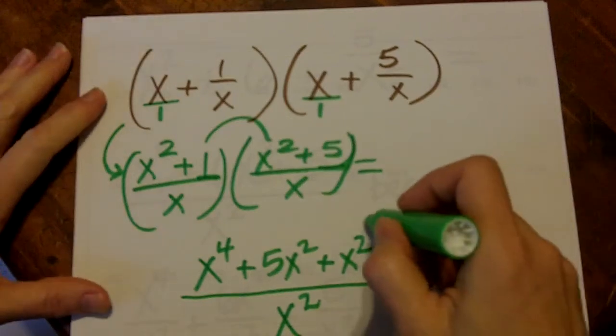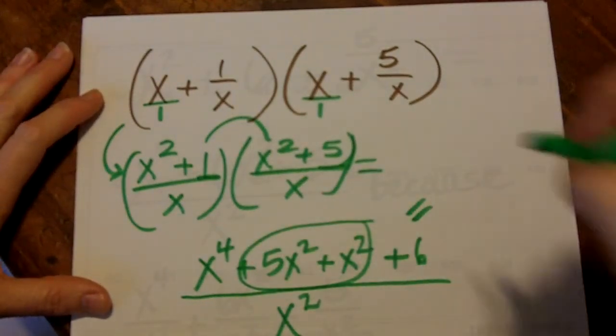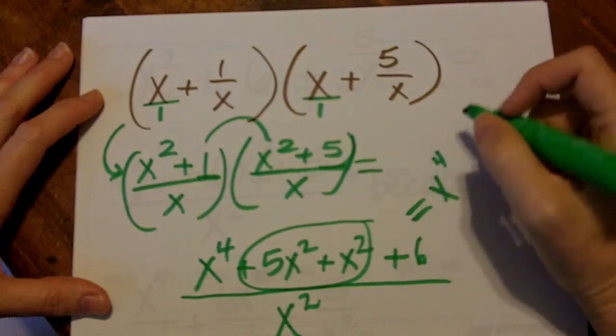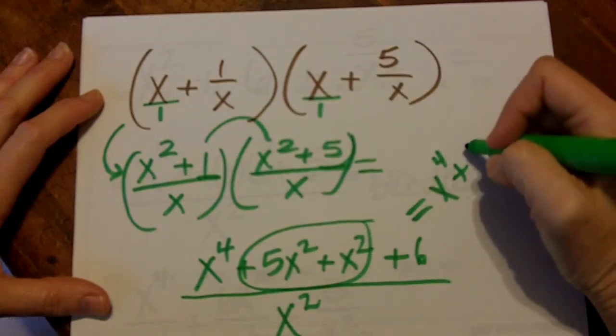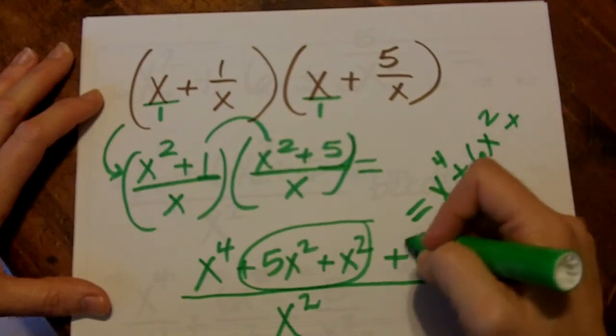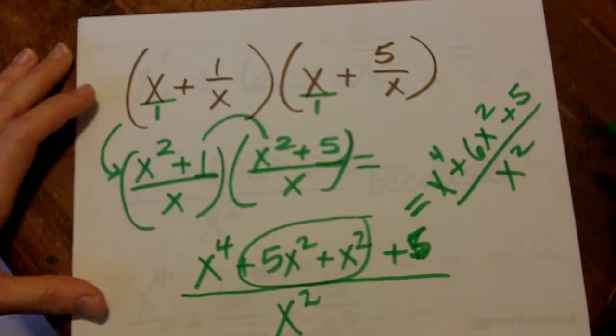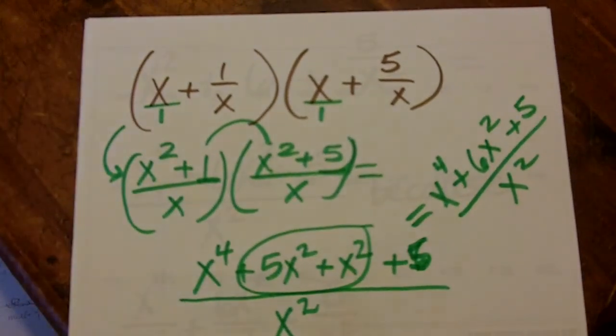Now, of course, I can simplify these. I don't want you to do this on your paper because it's just so messy: x to the 4th plus 6x squared plus 5, and that's all over x squared.